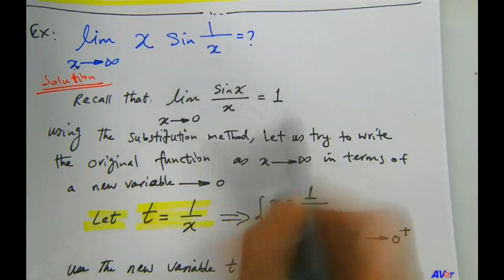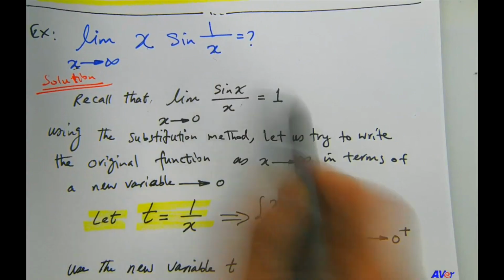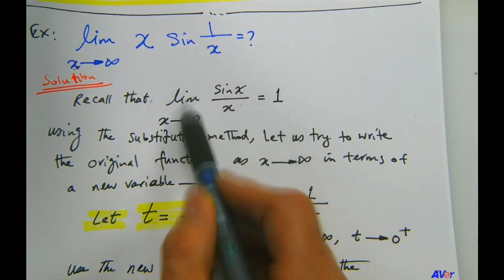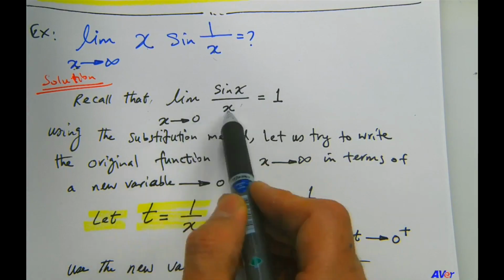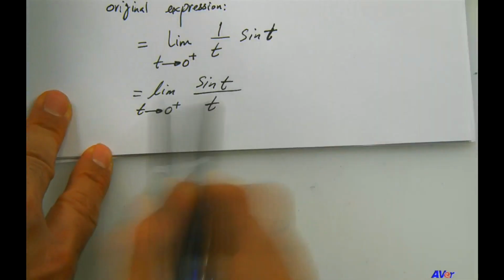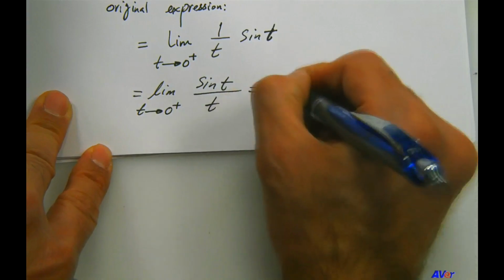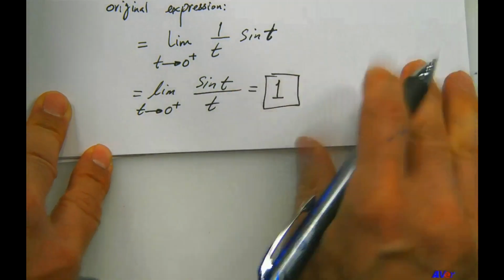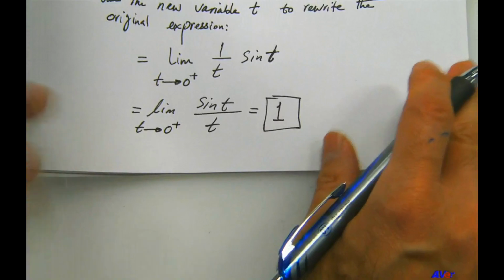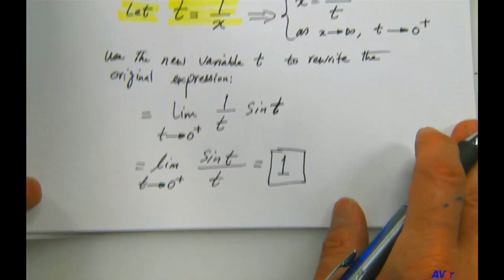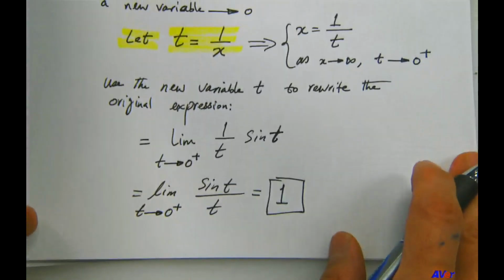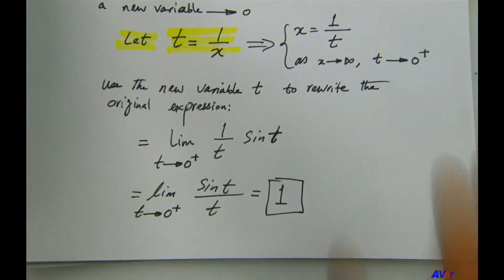So we know that useful axiom, right? The limit of sine of x over x as x approaches 0 is equal to 1. So by the same token, the limit of sine of t over t as t approaches 0 is equal to 1. Like that. So this substitution technique proves to be very useful in this case.